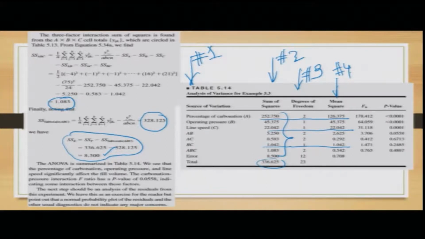So, the ANOVA is summarized in table 5.14, which is here as I am mentioning. We see that the percentage of carbonation, which is A, the operating pressure and the line speed, which are factors B and C, significantly affect the fill height. The carbonation pressure interaction F ratio has a P value, depending on the level of significance, of 0.0558, indicating some interaction between these factors. The next step would be an analysis of the residuals from this experiment. We leave this as an exercise, and one can solve it very simply to find out what the results are.